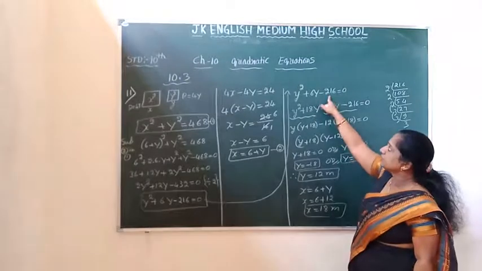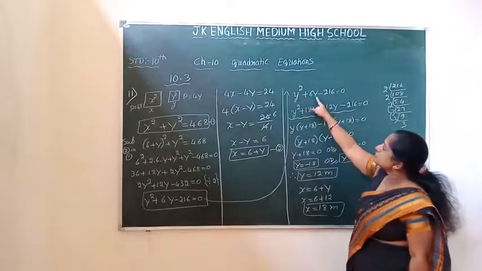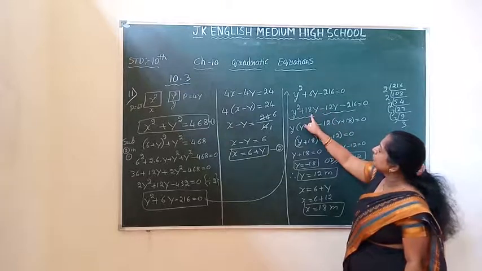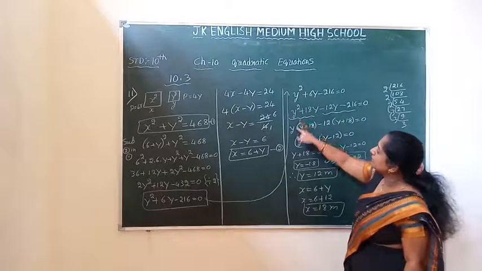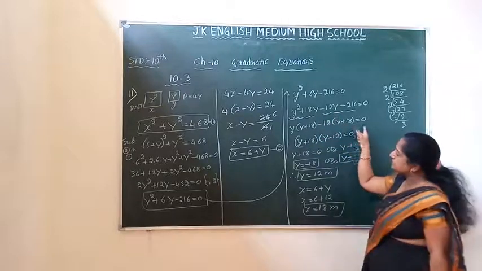Into if I do it, you will get this, subtraction if you do it, you are going to get this. In this manner, you split the middle term and take out common, y you take common, y plus 18, minus 12 you take common, y plus 18 is equal to 0.